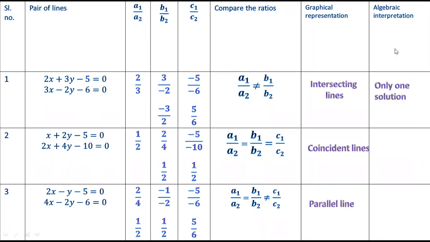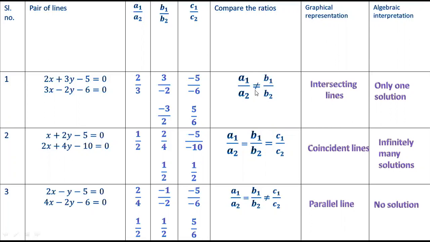What is the algebraic interpretation of this graph? If the lines are intersecting, then the pair of linear equations has only one solution. If the lines are coincident, then the equations have infinitely many solutions. If the lines are parallel, then the equations don't have any solution. That is, no solution. That is the algebraic interpretation of the graph.